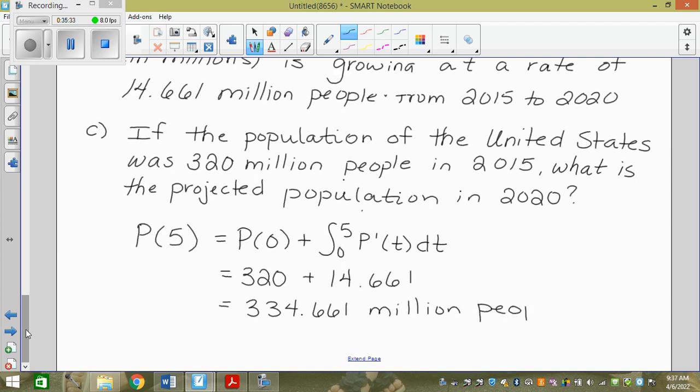So it's easier to do these questions if you keep remembering that every time you take the integral of something, you're finding the area under the curve of that value. You're going from 0 to 5, the total area under that curve. So you found the total number of people that changed, which makes more sense: growing by 14.6 in 5 years rather than 14.661 every year.